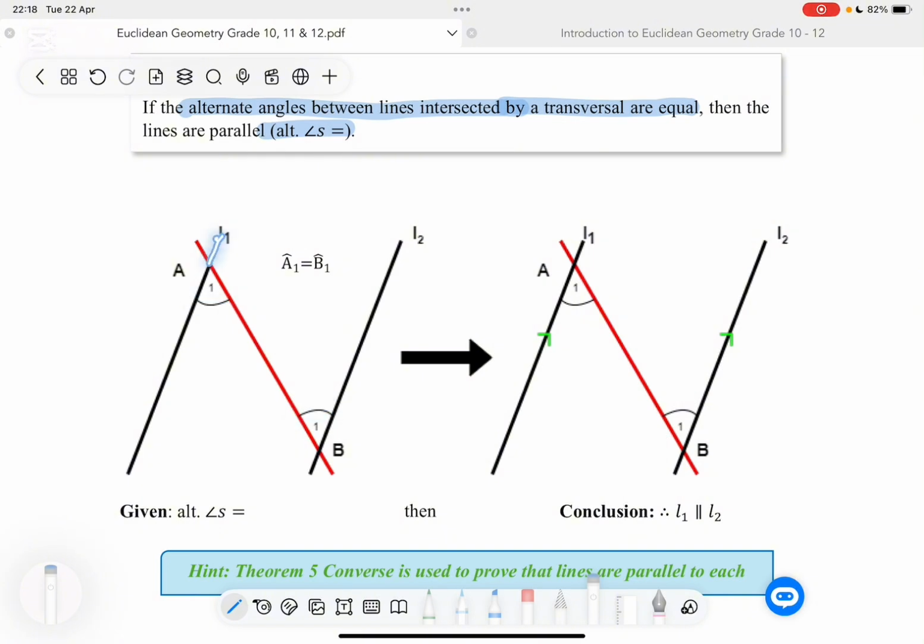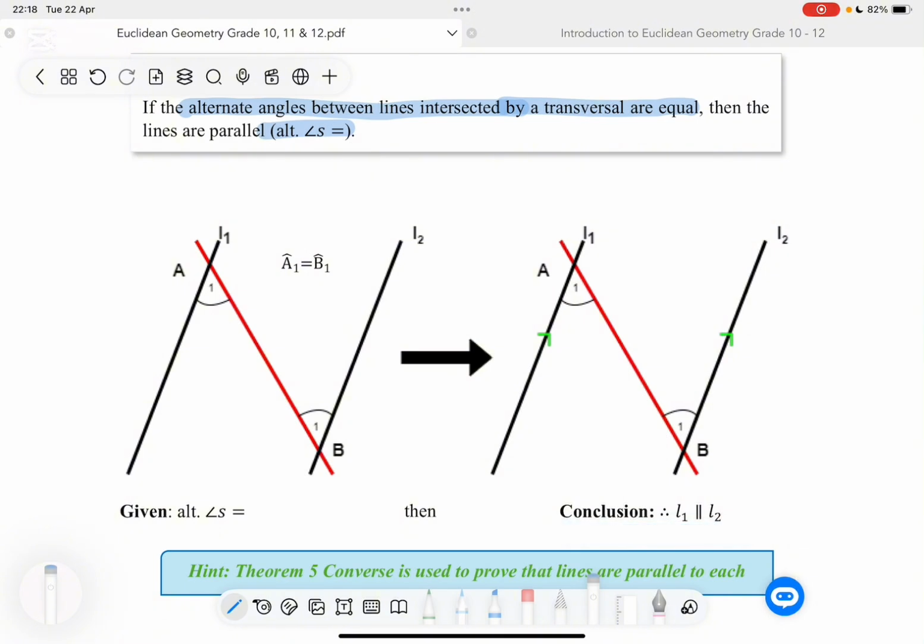So if we have line L1 like that, and we shift it so that it comes like that, do you see that we are reducing this angle, we're making it smaller, and that would mean that it will not be parallel to this line as a result. So we then conclude that these two lines must be parallel. L1 must be parallel to L2.